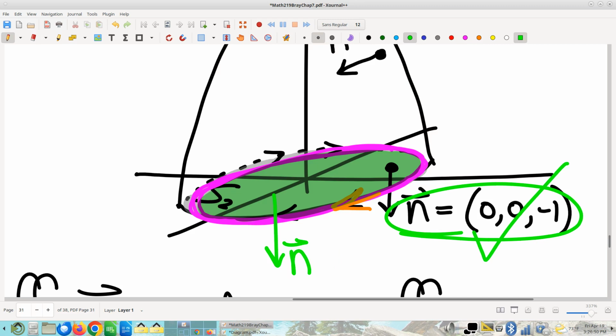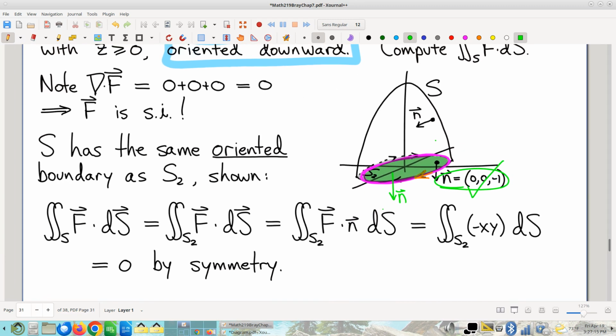Everybody see how that works? You've got to be careful about this and entertain your two possibilities. Step 1, figure out what your boundary orientation needs to be, and step 2, consider your alternatives and see which one works. One of them will work. One of them will not. Exactly. Okay, so that's all we needed to finish up, and now we're going to move along.